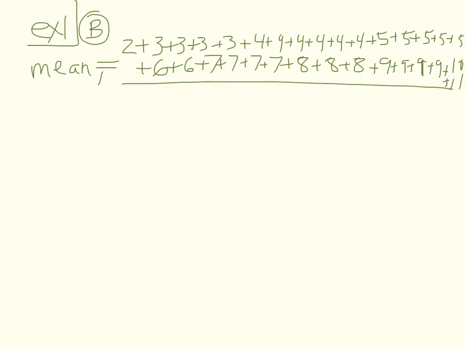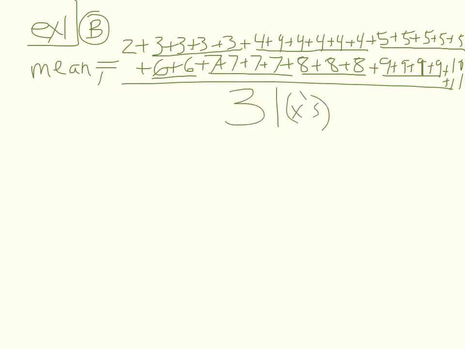And you could make this a little bit easier. 3 times 4, 4 times 6, plus 5 times 5, plus 6 times 2, plus 4 times 7, plus 3 times 8, plus 9 times 4, plus 10 plus 11 plus the 2 in front. And then you're going to divide that by how many numbers there are. So what you could do is you count up the number of x's, and there are 31 x's. So we're going to divide by 31.